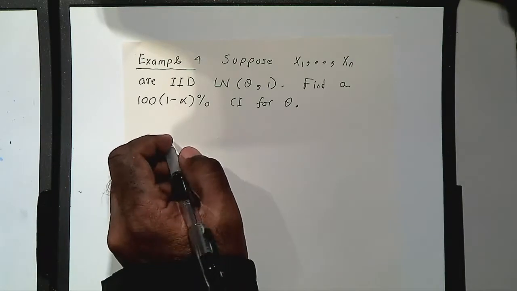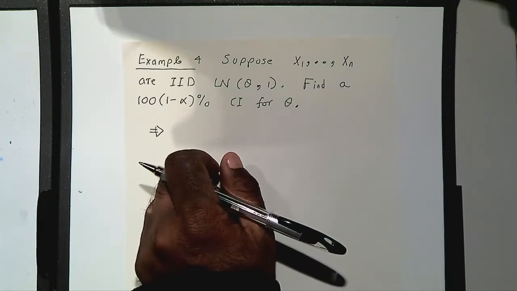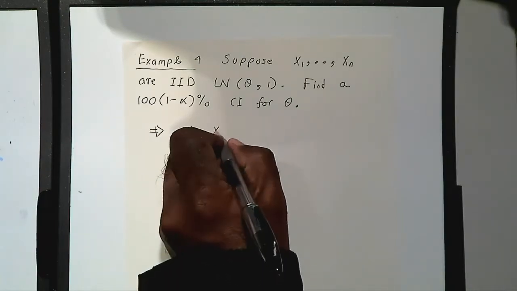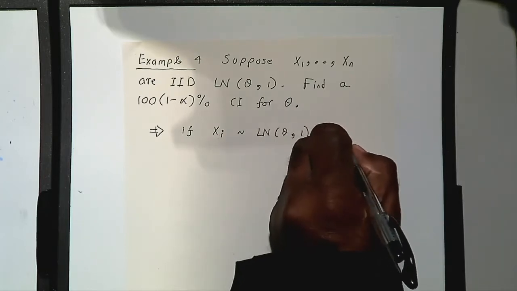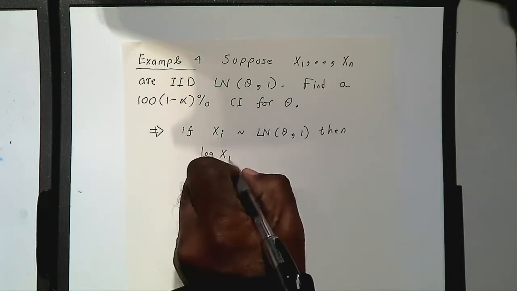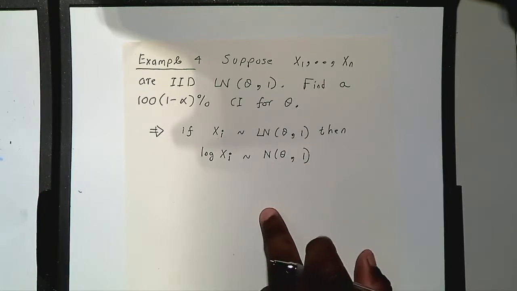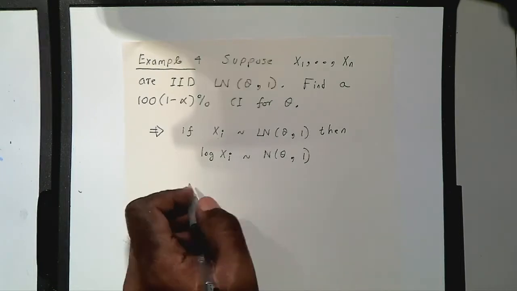Now, if you had looked at the list of distributions I gave on the first day, one of the things you will notice is the following. If xi has a log normal distribution with parameter theta and 1, then log of xi will have the normal distribution with parameters theta and 1. Do you know this fact? I mean, you might have learned this in probability 1, I don't know. Did you guys learn this in probability 1? No? All right. Anyway, this is one of the properties of the log normal. I think it's in the list of distributions I gave you at the beginning of the course, right?